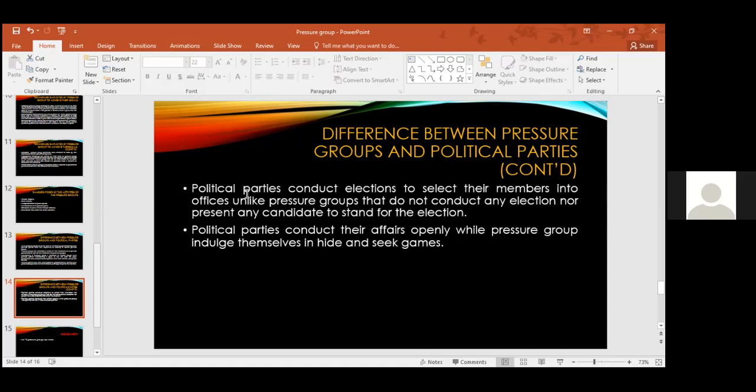And then the last one: political parties conduct their affairs openly, while pressure groups indulge themselves in hide and seek games. Unlike political parties, everything they do is open. If APC makes a decision today, we all hear it on social media. If PDP makes a decision today, we all hear it on social media. But if ICAN makes a decision today, it's only their members that will know. If NMA makes a decision today, only their members will know. So these are the differences between political parties and pressure groups.